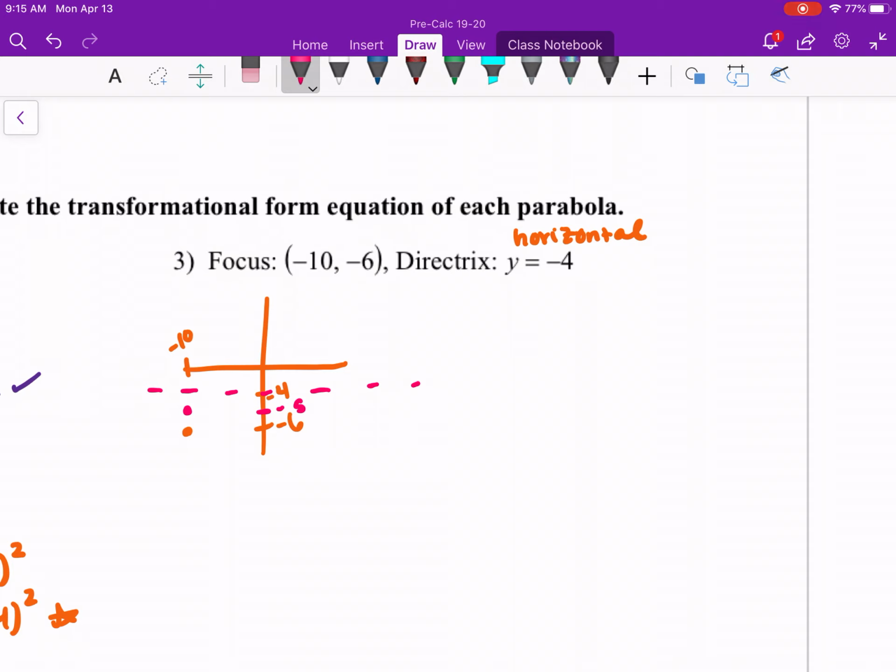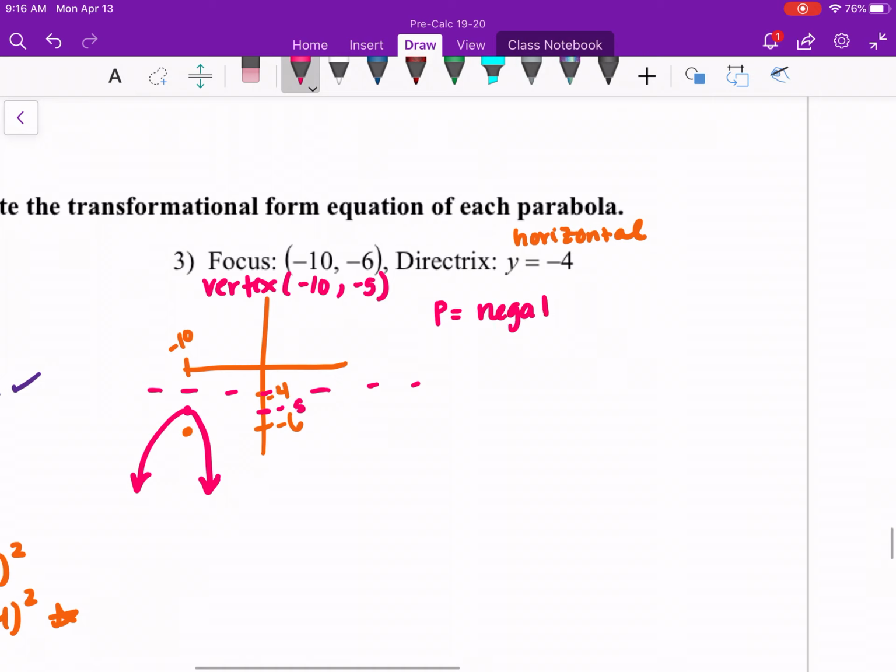So if our focus was at -10, -6, then our vertex is going to have the same x coordinate because they're going to be in line. And then its y coordinate is -5 because it's right in the middle. And then again, I know that it opens down. So I've got my vertex. I know that P is going to be negative because my parabola opens down. I need to know what P is in general.